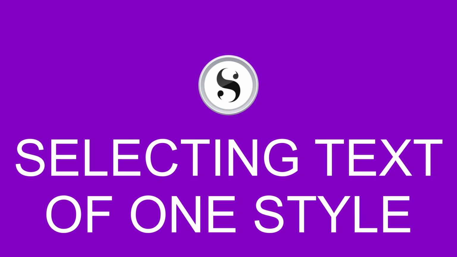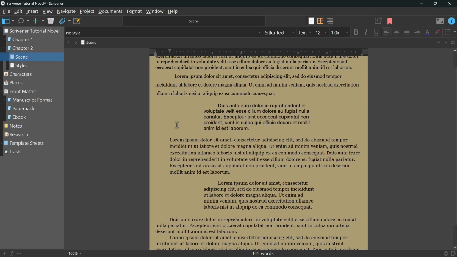Today we're talking about selecting multiple instances of a style in Scrivener 3 for Windows and why you might want to do this. When we looked at creating styles in the last video, there was an option to highlight all instances of that style with a colour. But what if you don't have that? How else can you search for a particular style?